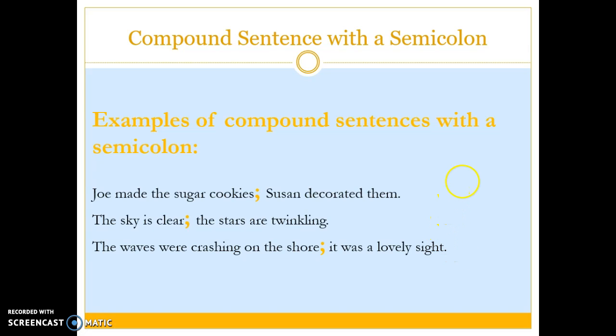Now, the second way to join 2 simple sentences together is with a semicolon. Here are some examples. Joe made the sugar cookies; Susan decorated them. The sky is clear; the stars are twinkling. The waves are crashing on the shore; it was a lovely sight. These are all simple sentences, and you can join them together by simply putting a semicolon in between.